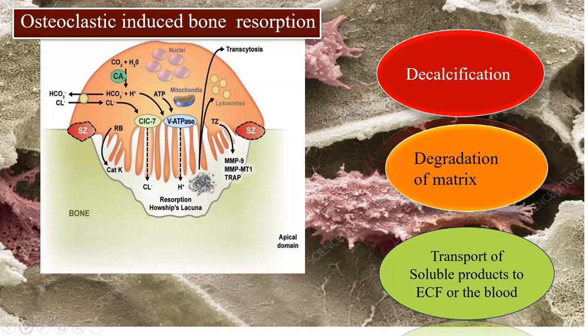So this part, the osteoclast induced bone resorption, I will take it in the next session on the molecular biology of alveolar bone in health and disease. Predominantly, when they do the bone resorption, they decalcify. The decalcification process is initiated and followed by degradation of the organic matrix, and the degraded matrix will be transported out via exocytosis to the extracellular fluid or the blood.